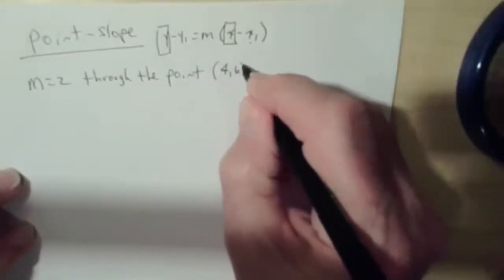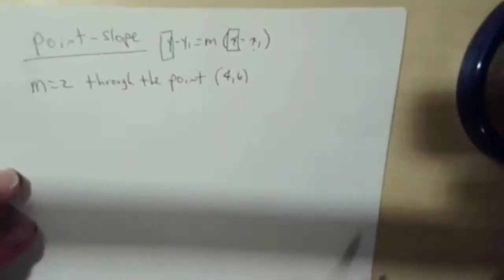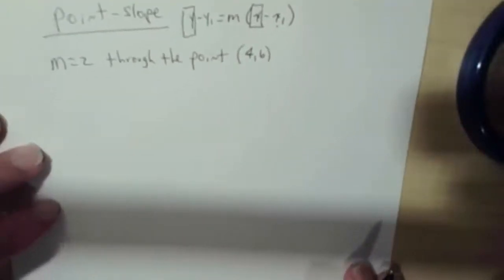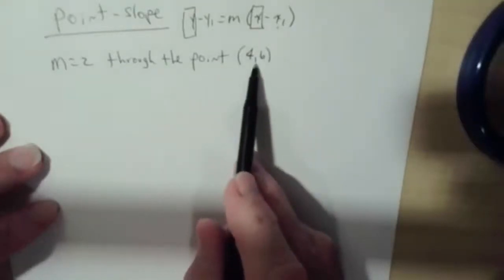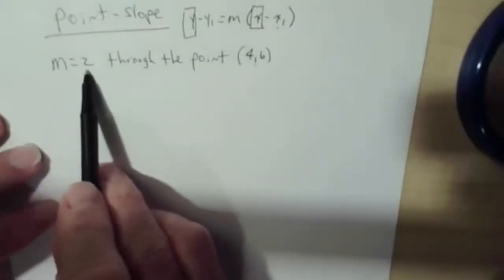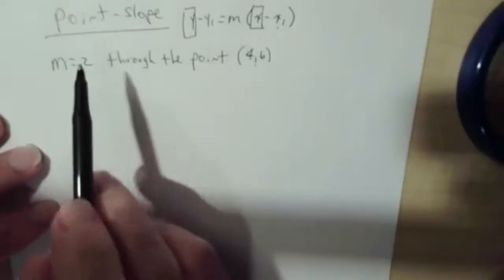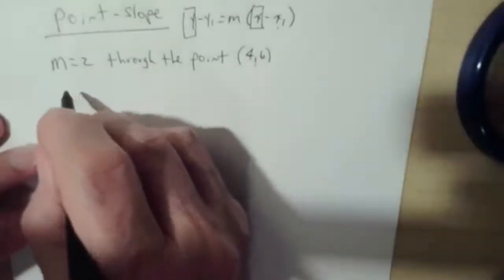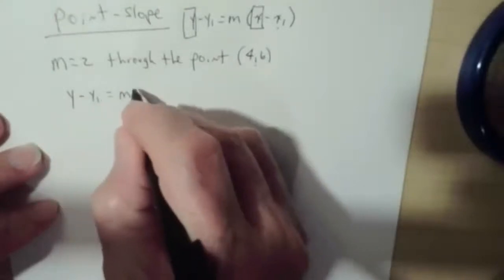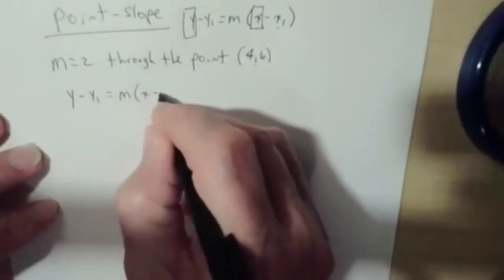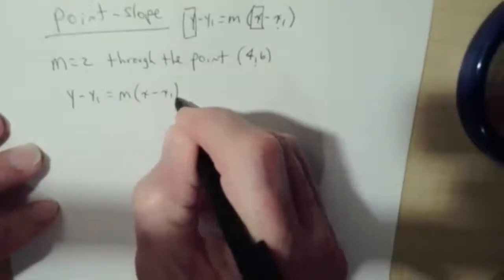2, 4, 6. Okay, again, what are we given here? We're given a point and the slope. So what formula are we going to use? Oddly enough, point slope. And point slope is y minus y1 equals m open x minus x1.